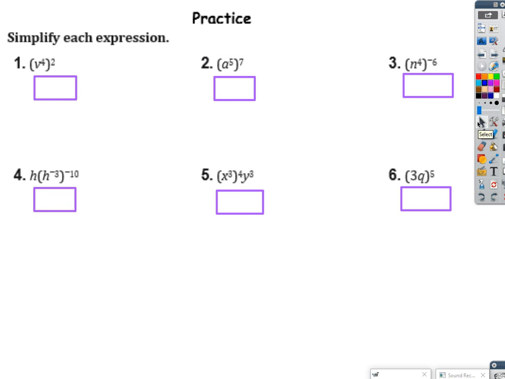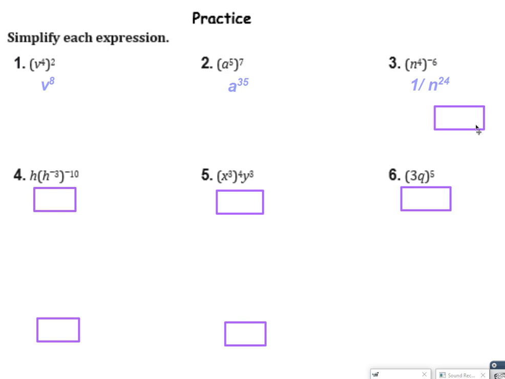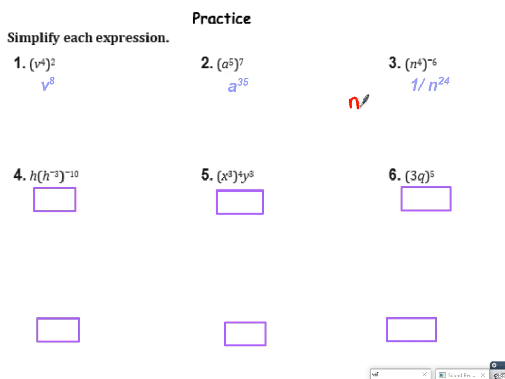Okay, question 1, v to the 8th power. Question 2, a to the 35th power. Question 3, n to the negative 24th. Now that looks a little strange, so we're going to write it differently, but remember, it's negative 24, so it must move to the denominator, 1 over n to the 24th power.